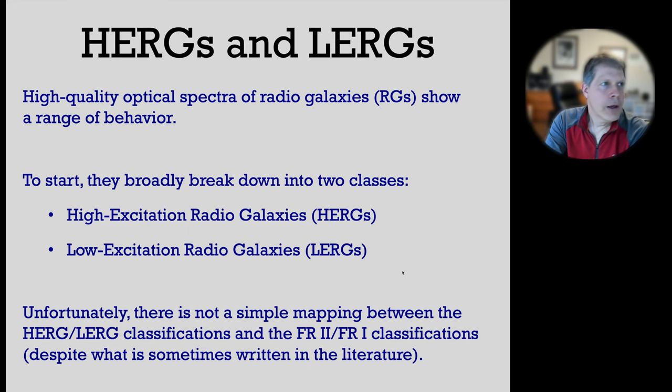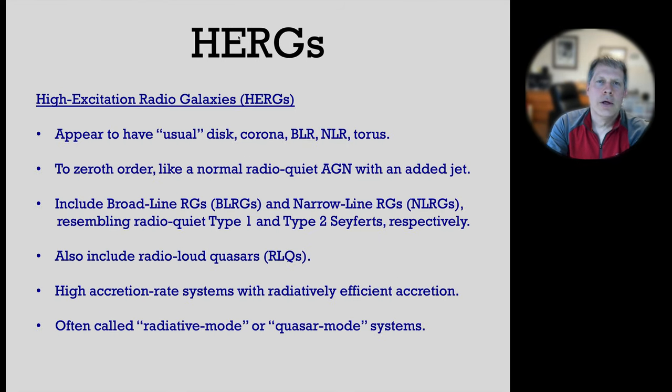Okay, now what I'm going to do now is I'm going to talk about the hergs, and then we'll talk about the lurgs. So these, again, are the high-excitation radio galaxies. These systems, when you take their spectra and study their spectral energy distributions and so on, appear to have the usual disk, corona, BLR, NLR, and torus components. All the good stuff that we've talked about in many of the previous lectures can just be imported into our discussion of hergs. To zeroth order, these systems look like a kind of normal radio quiet AGN, but with a jet added on top of it.